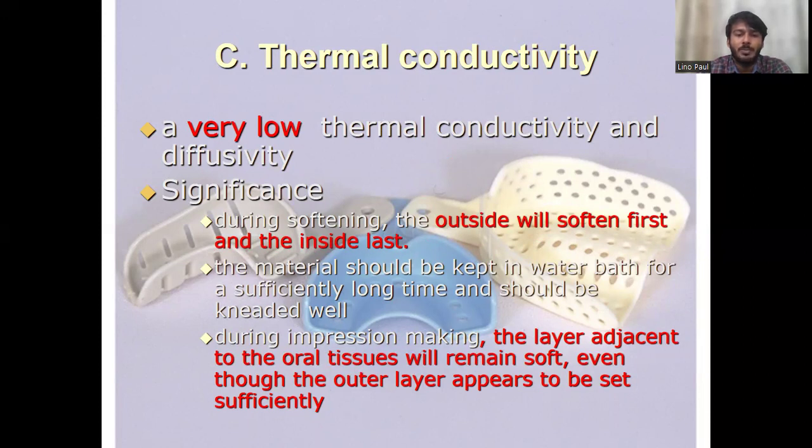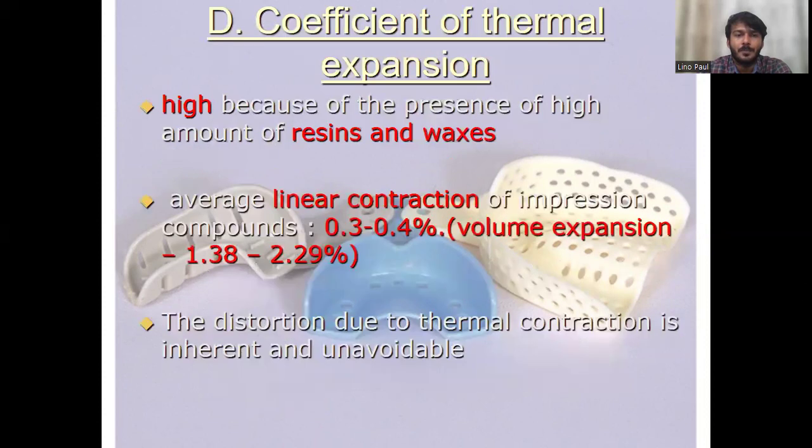And during the impression making procedure, the layer adjacent to the oral tissue will remain soft even though the outer layer appears to set fast. So we have to wait a little more time compared to the outer surface of the material. The inner surface that is in contact with the oral tissue will be soft, so we have to wait a little more time for it to cool down before removal.